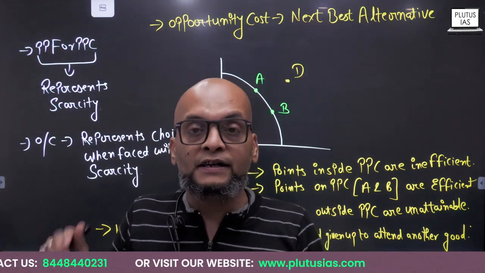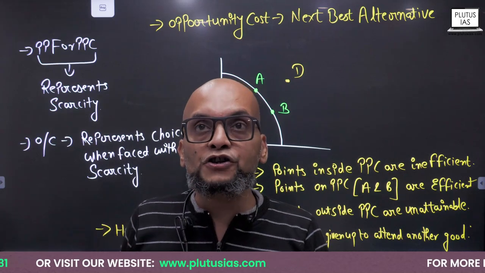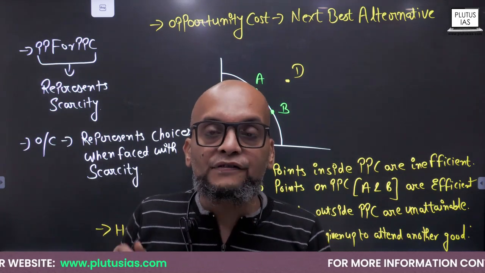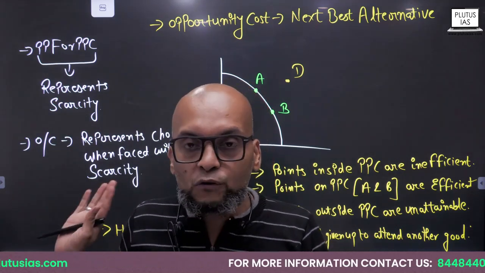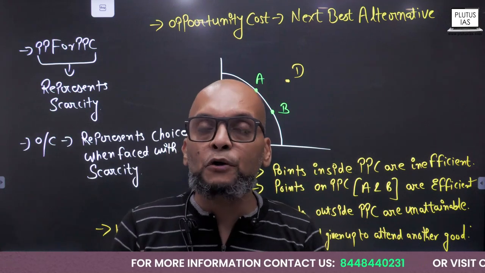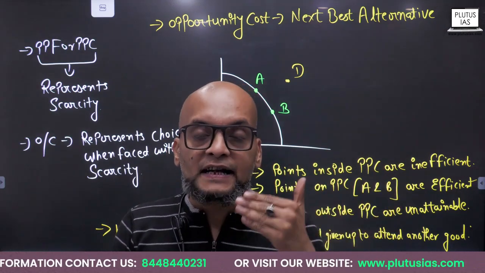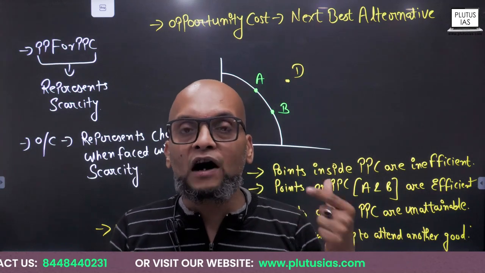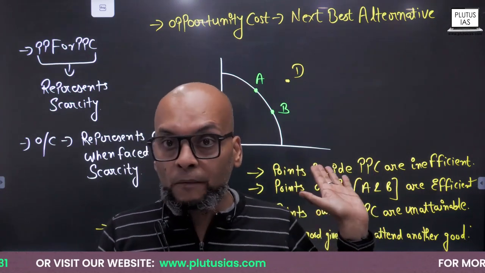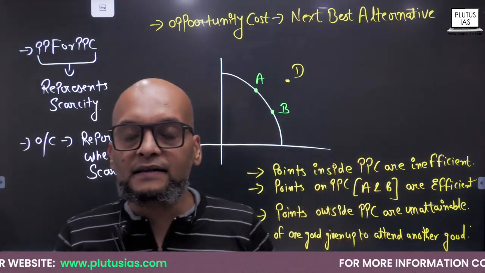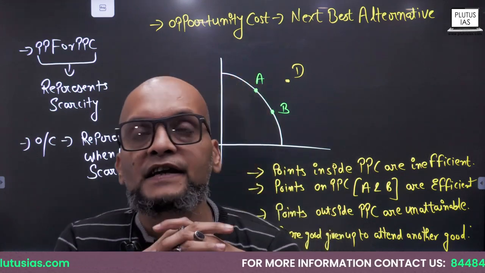So what you have done, you have given up the opportunity to cook Maggie and feed yourself. Instead, you are watching my video. So this is the opportunity cost. This is the next best alternative that you have given up in order to avail this job, right or wrong?